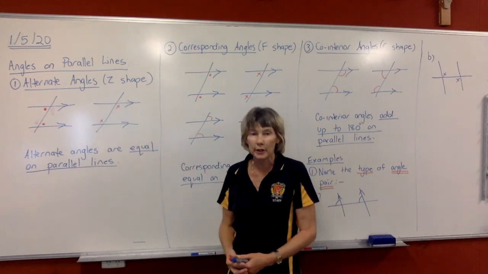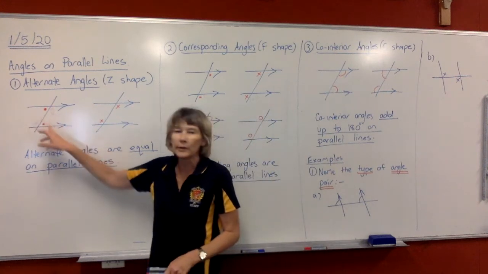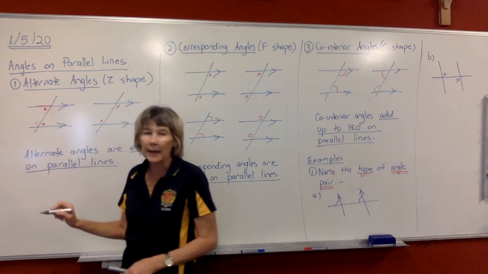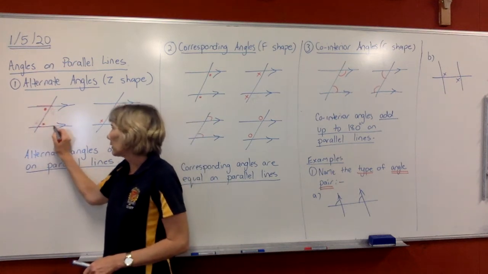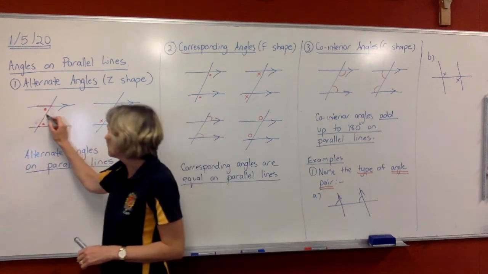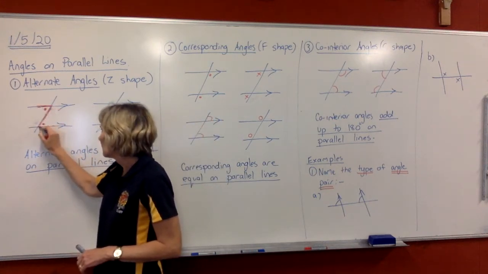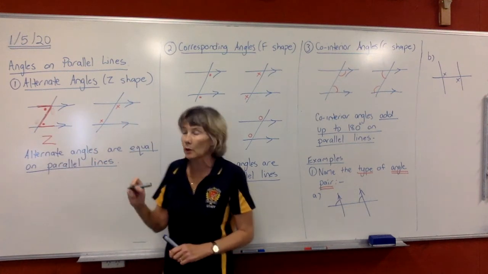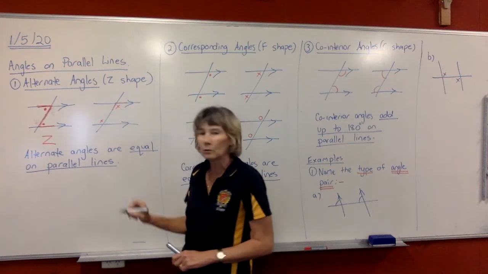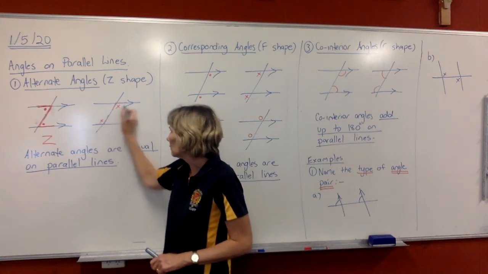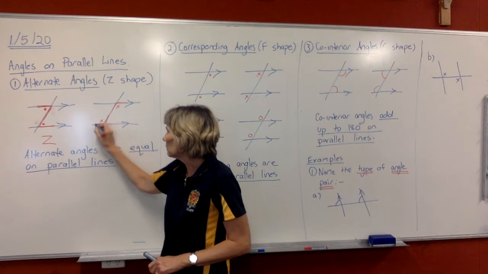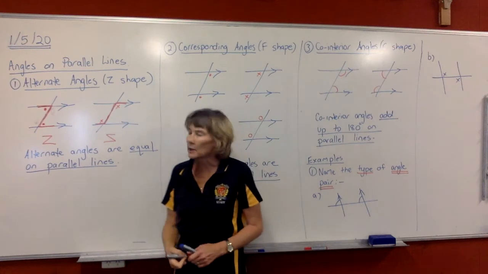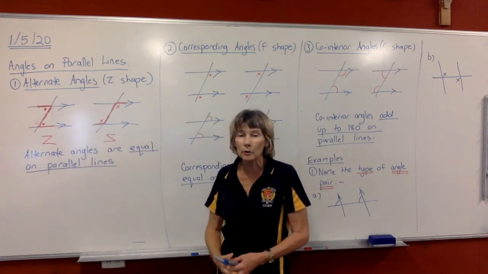They will form a Z shape. So if you look here at the red dots, if we go around it with your red pen, around the angle, around the other angle, and make sure you join them in the middle, you'll see you've formed a Z. Over here, with the two little crosses, if we go around this angle and around the other angle, join them in the middle, and you have formed a back to front Z. So if it forms a Z or a back to front Z, they are alternate angles.